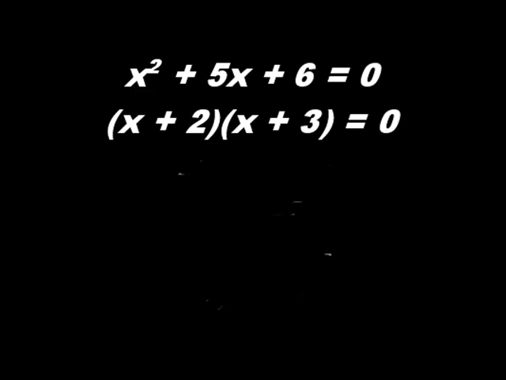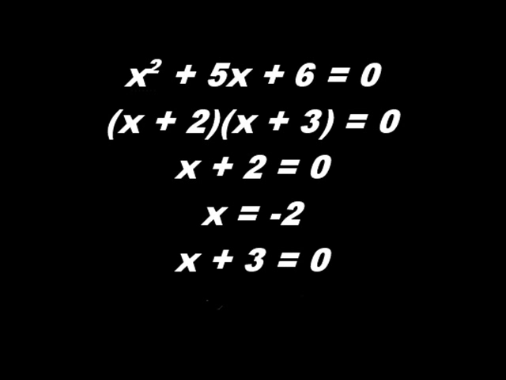For these to multiply to give 0, one or other of them has to be 0. We don't know which, so both are possible. So either x plus 2 equals 0, and x equals minus 2, or x plus 3 equals 0, and x equals minus 3.